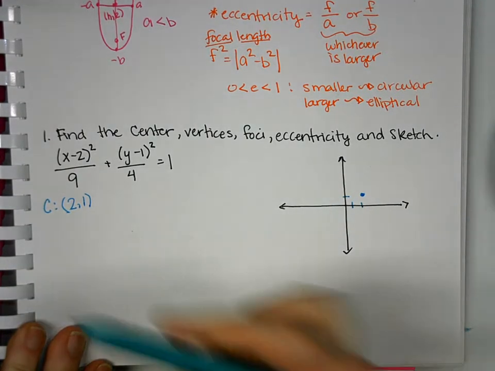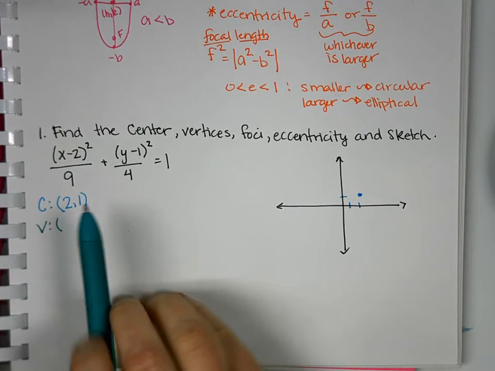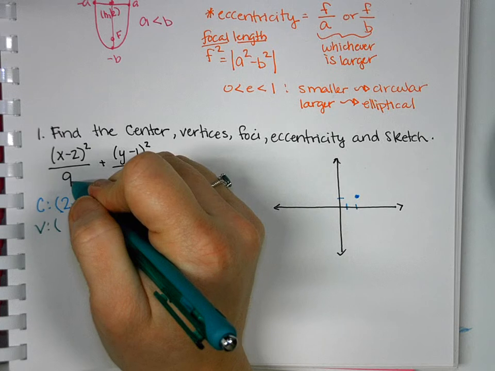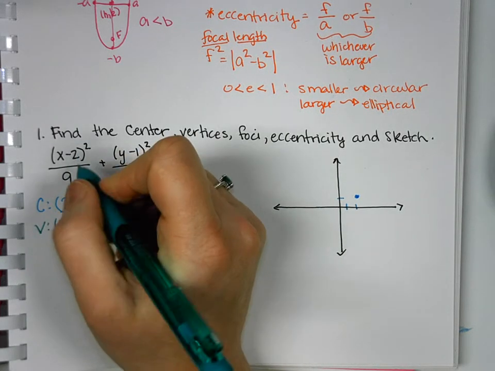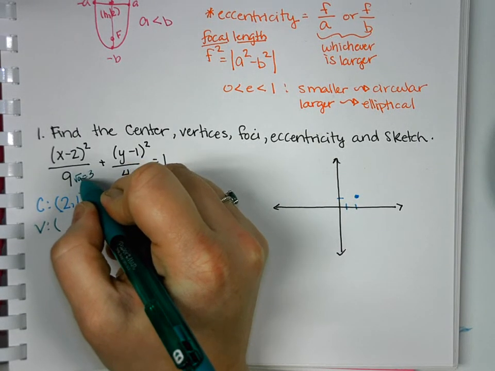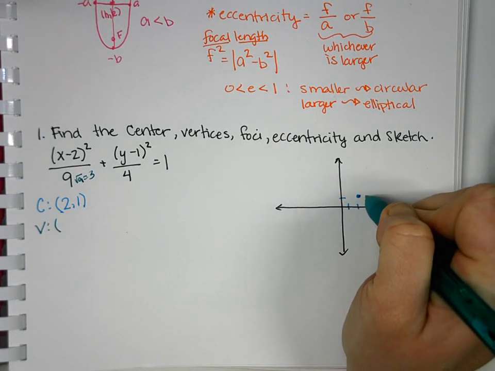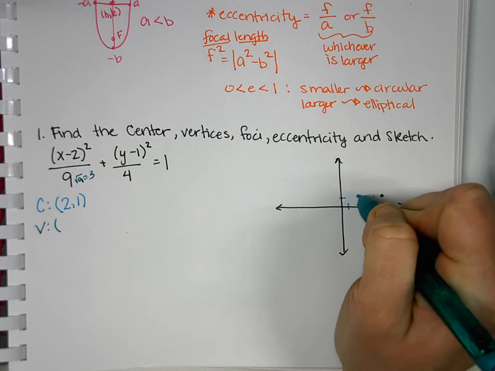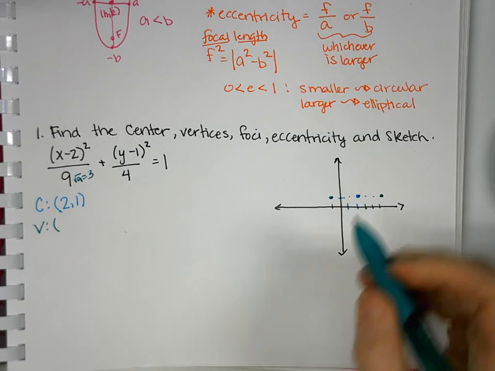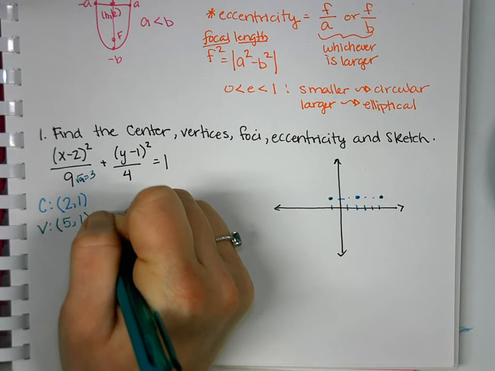Now the vertices. So these are the bigger numbers. Which one's bigger, 9 or 4? 9. So that means for my vertices, I'm going to take the square root of 9. So the square root of 9 is 3. So that means my vertices are going to go from my center 1, 2, 3 to the right, and 1, 2, 3 to the left. So the ordered pairs I get there are 5, 1, and negative 1, 1.